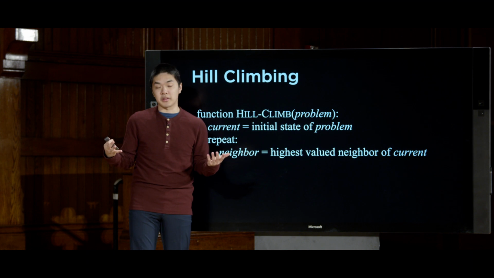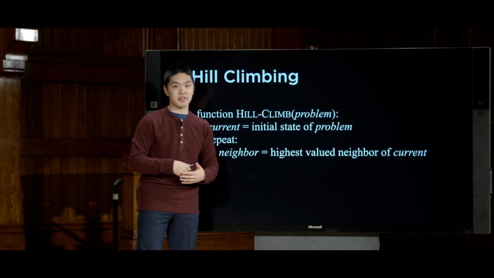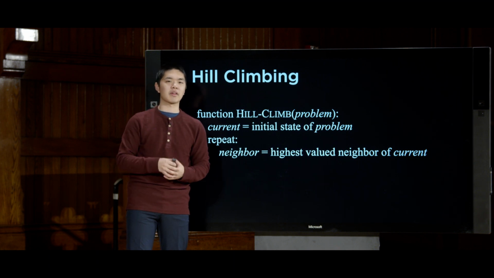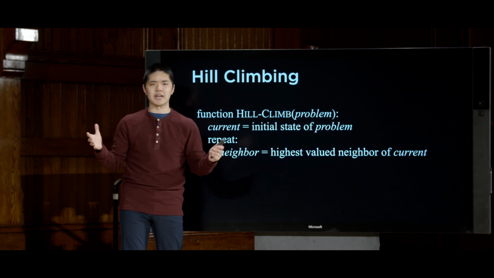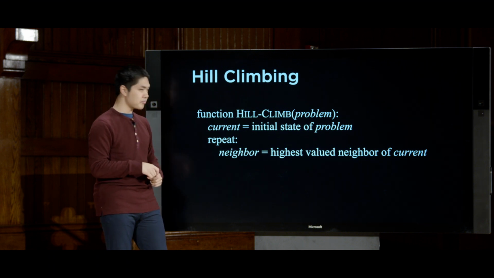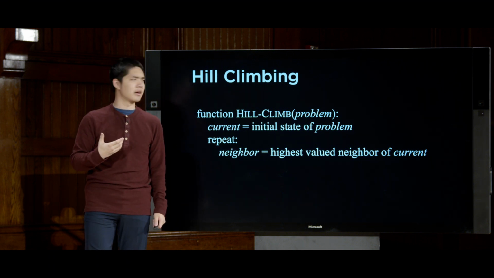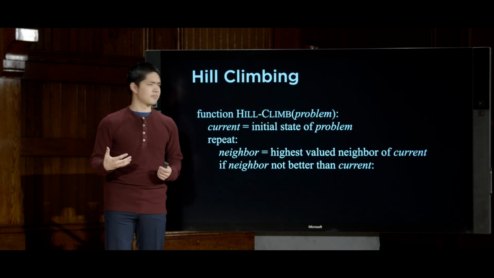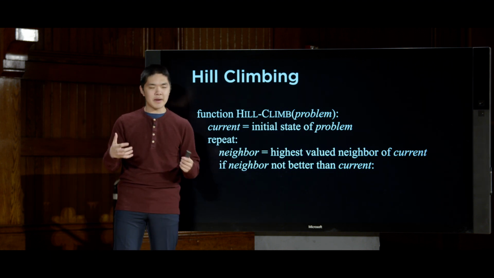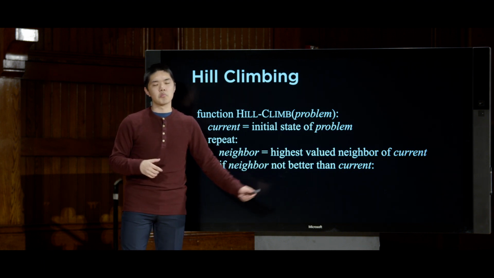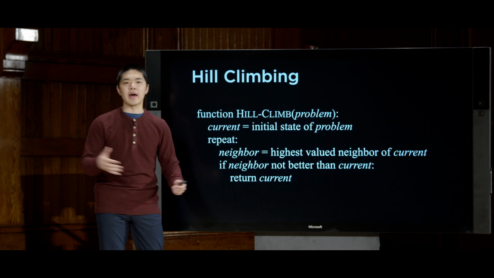And it's possible in some cases there might be multiple neighbors that each have an equally high value or an equally low value in the minimizing case. And in that case, we can just choose randomly from among them. Just choose one of them and save it inside of this variable neighbor. And then the key question to ask is, is this neighbor better than my current state? And if the neighbor, the best neighbor that I was able to find, is not better than my current state, well, then the algorithm is over. And I'll just go ahead and return the current state.